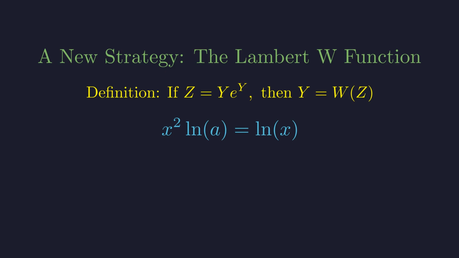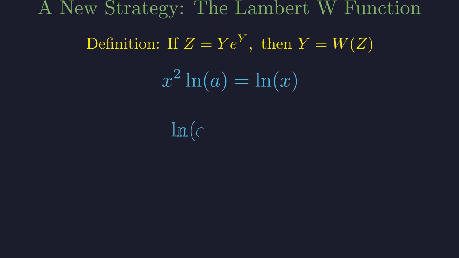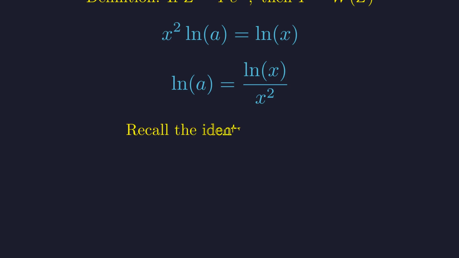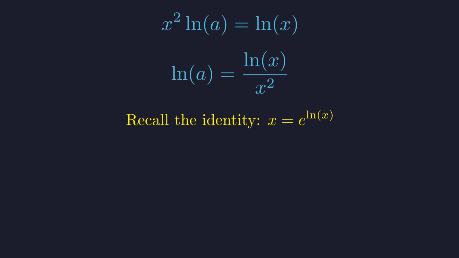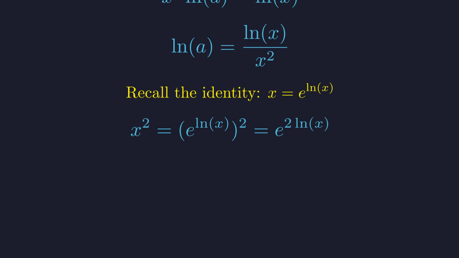Let's start from our last valid step. First, we isolate the constant term ln a. Now, to deal with the mix of x squared and natural logarithm of x, we must express x squared in terms of natural logarithm of x. We start with the fundamental identity that x equals e to the ln of x. Squaring both sides gives us x squared equals e to the power of 2 times natural logarithm of x. This is the key insight.